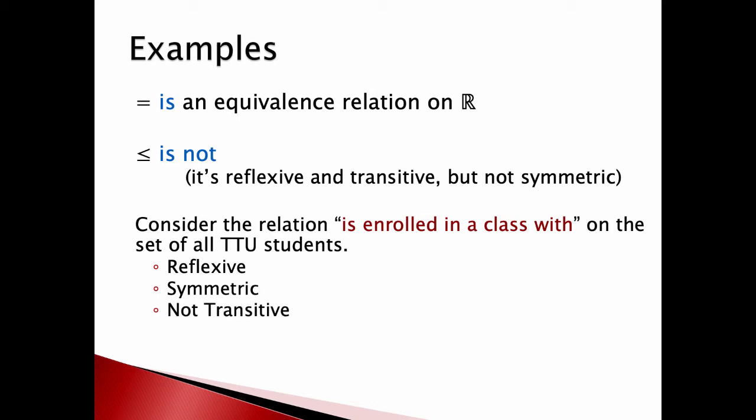But it's not transitive because one person could be enrolled in a class with somebody, right? They're both taking the same biology class. Then person number two might be enrolled in a class with person number three. Say they're both taking Spanish together. Then it does not at all imply that the first person and the last person are both in Spanish together or enrolled in any class together. So this is definitely not transitive. So that would not be an equivalence relation.